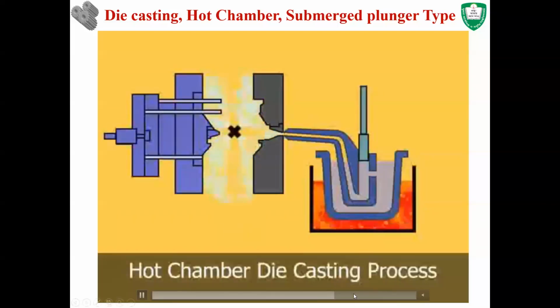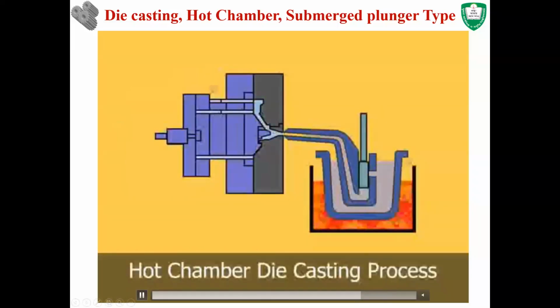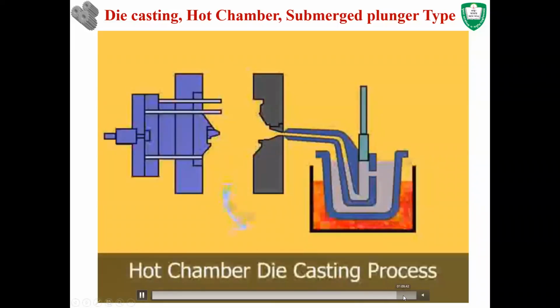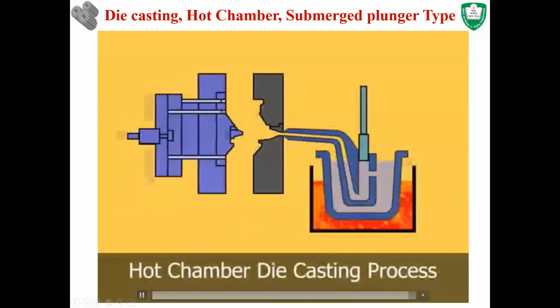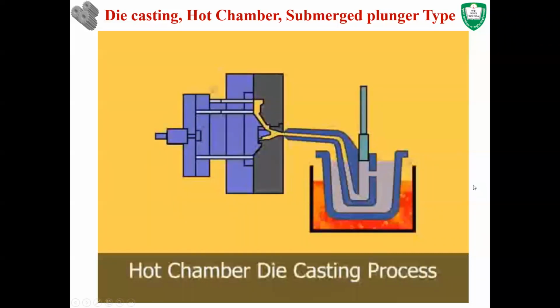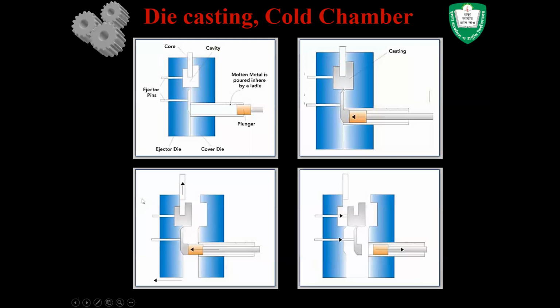Okay, this is how the system actually works for a submerged plunger type die casting machine. You will find a lot of videos on YouTube if you want to see them. In the case of a cold chamber die casting machine, the molten material is obtained in a different region, and you take the molten material and put it in the system here.